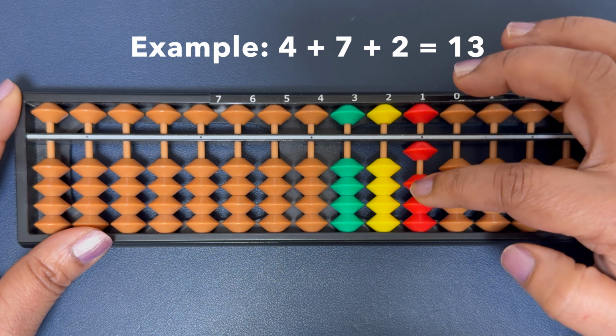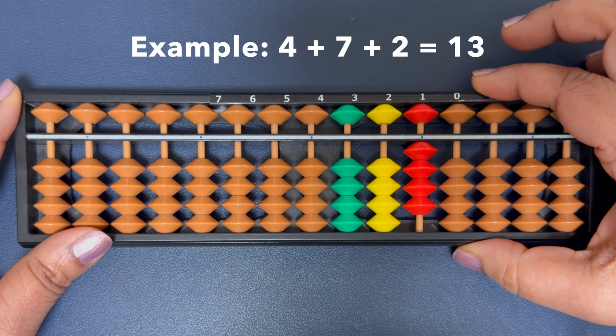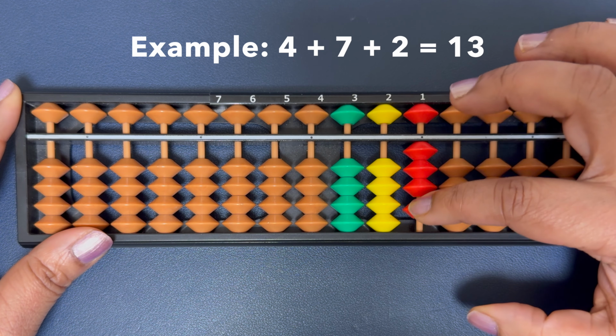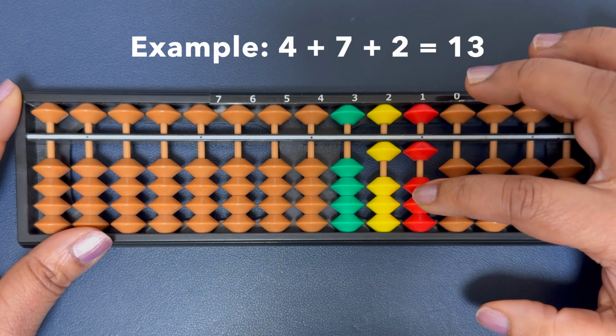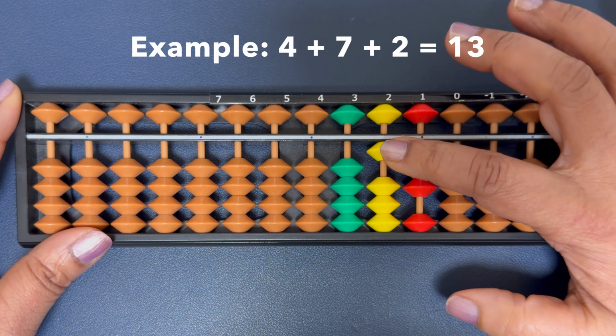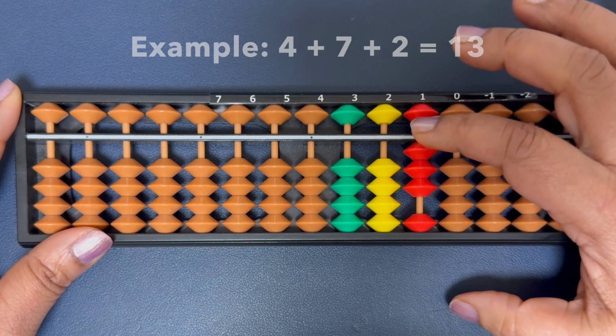Now 4 plus 7 plus 2. Add 4, 1, 2, 3, 4. Plus 7. See the make 10 rule. For 7, take 3. Yes, 1, 2, 3. Add 10. Plus 2, 1, 2. 10, 11, 12, 13. Answer is 13.